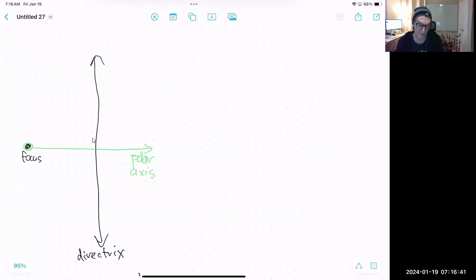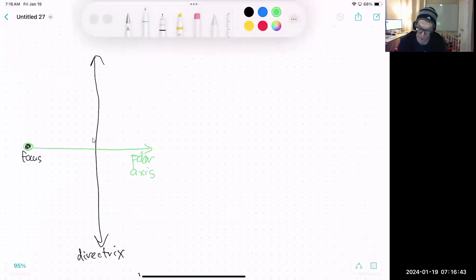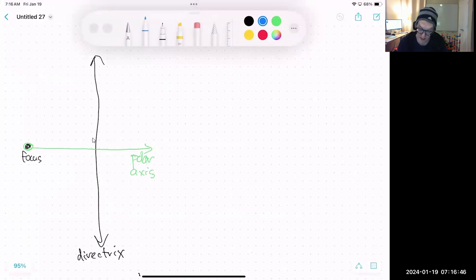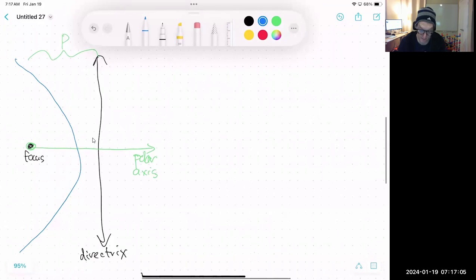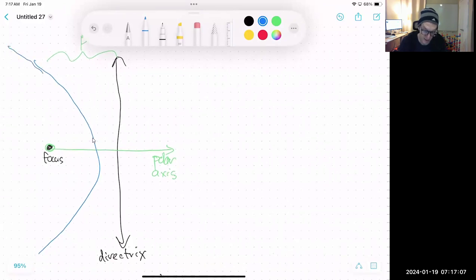Again we use the letter little p to refer to the focus-directrix distance. Now we can describe our conic. What does it look like? It depends what kind of conic it is: it could be a parabola, an ellipse, a hyperbola. We're going to do the exact same thing, which is to pick an arbitrarily chosen point on this object.